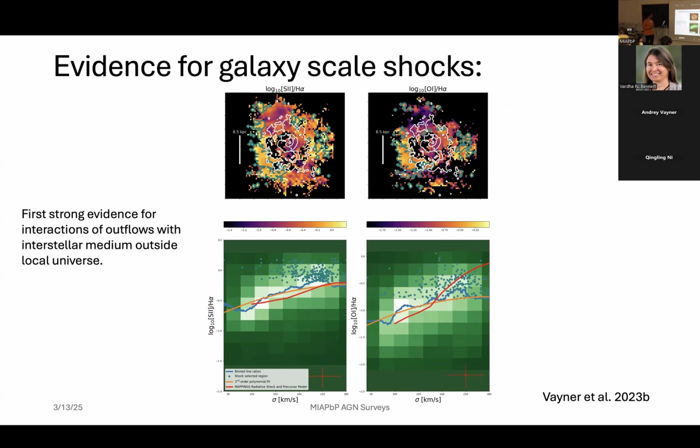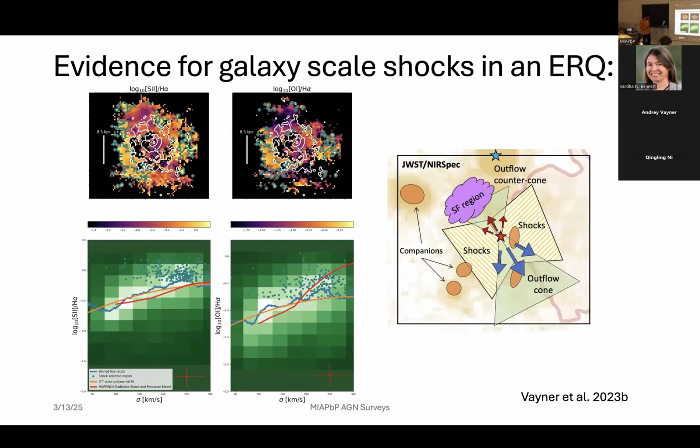So this combination of sensitivity, and also the fact that we're selecting a source that could potentially have channels where you're effectively in the shadow of the quasar ionization cone. So we have this sort of nice cartoon that we drew for the source. So we have this outflow, and then it goes in the same direction as the ionization cone.